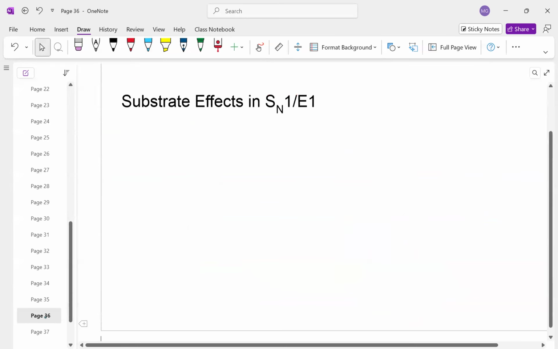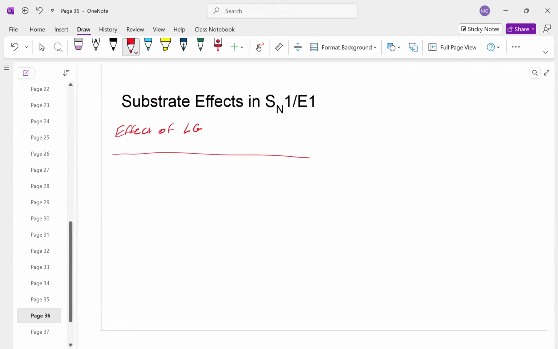Now let's take a look at substrate effects. First thing I want to look at is the effect of the leaving group. And I'm just going to compare the halides. So I'm going to compare fluorine to chlorine, and then bromine, and then iodine. Now, the least reactive leaving group is fluoride. The reason for that is that the carbon-fluorine bond is really, really strong because fluorine's so electronegative.